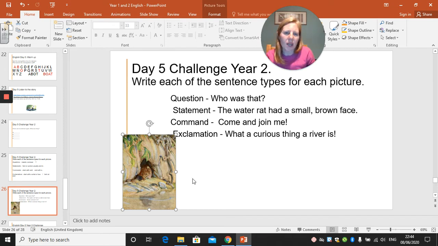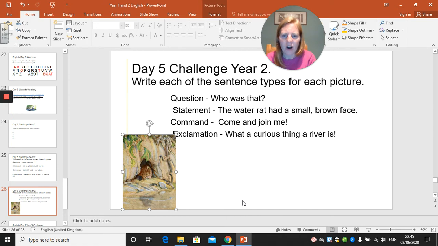So what could be my question? I've got 4 types. We've got question, statement, command, and exclamation. My first one is a question. What question might we ask about this happening? Well, I thought about Mole, and he's seeing Ratty for the first time, and the thing he's probably thinking is, who is that, or what is that? So my question is, who was that? And then it starts with our capital letter and it finishes with our question mark.